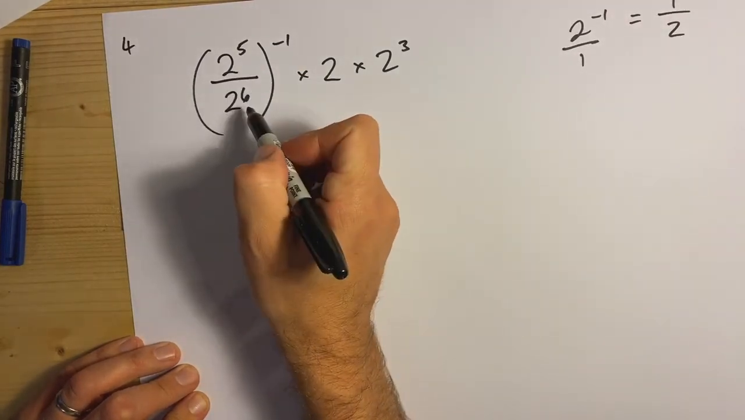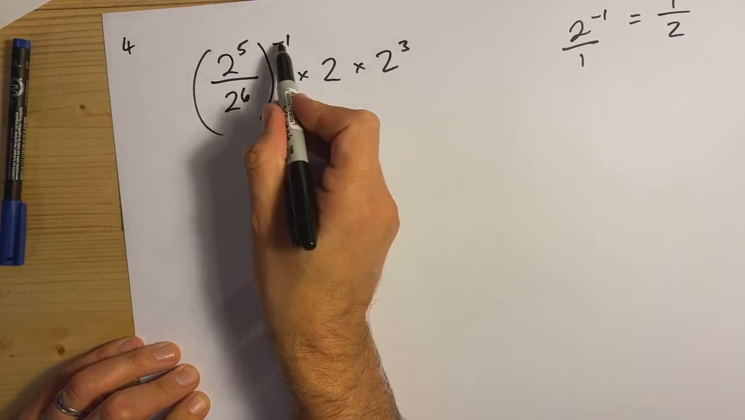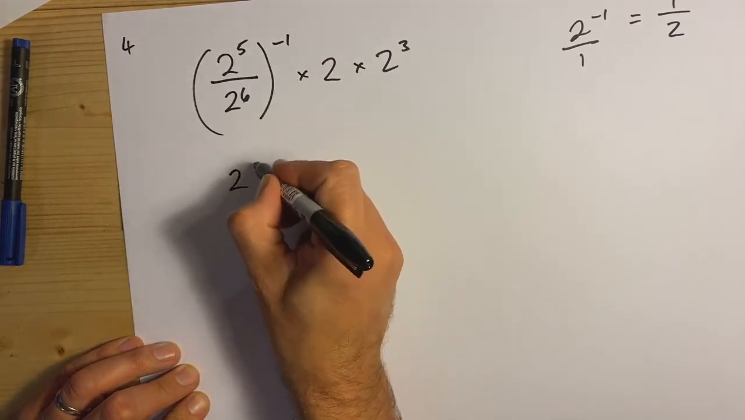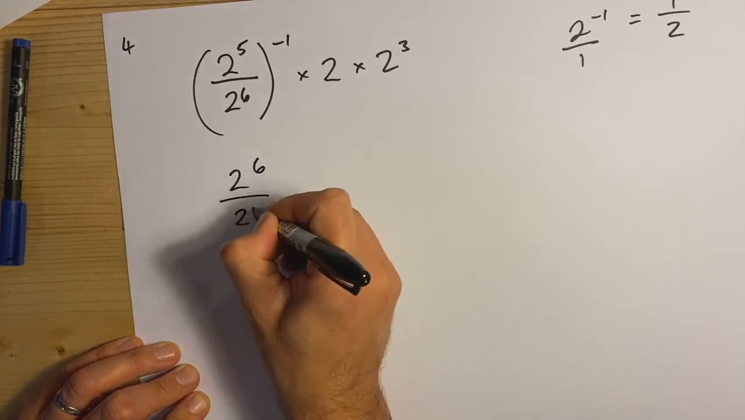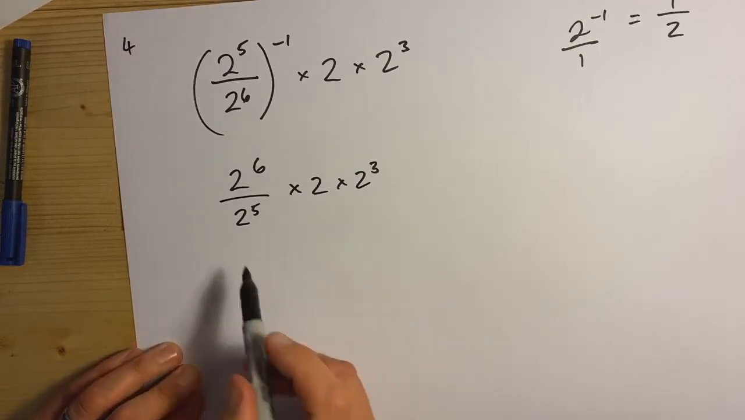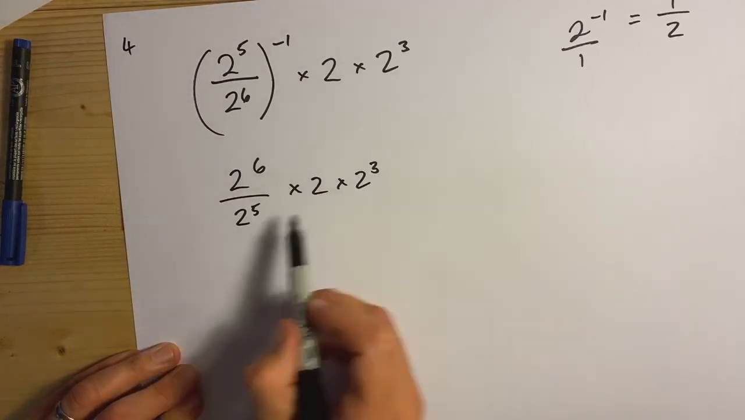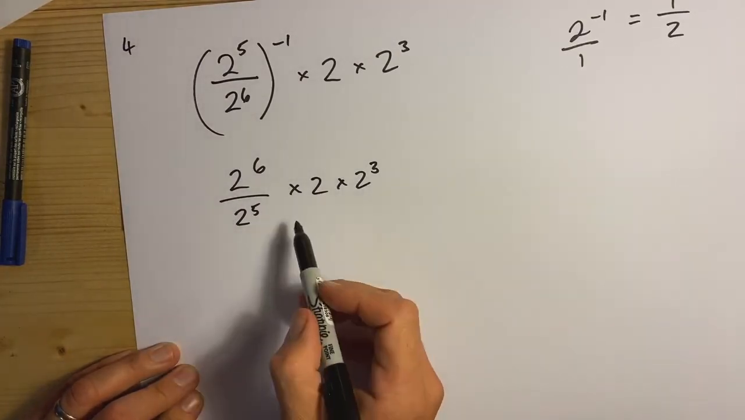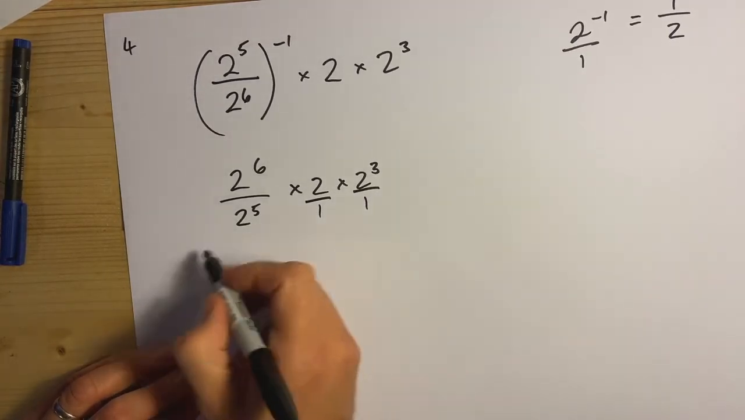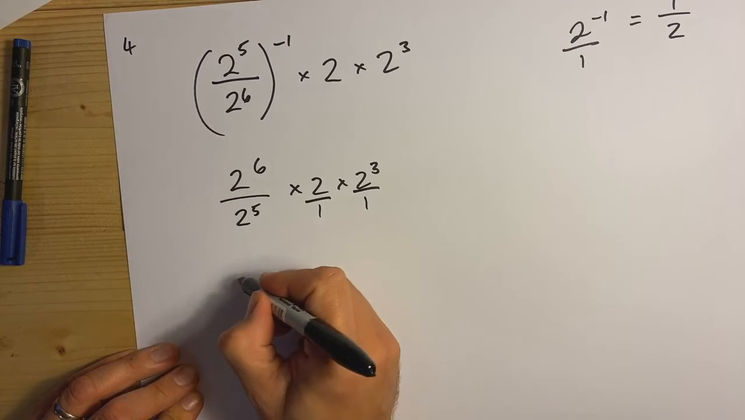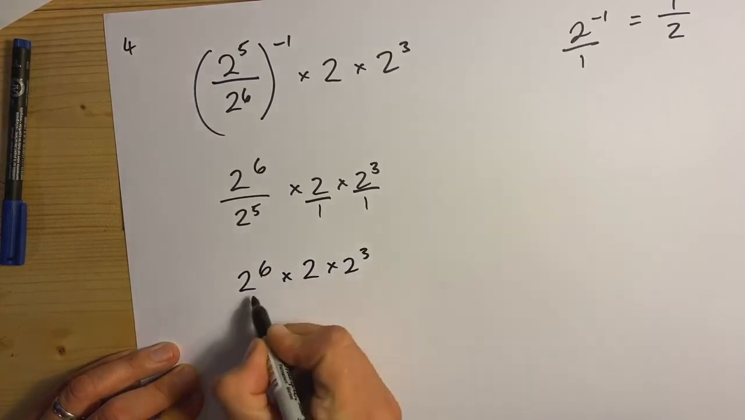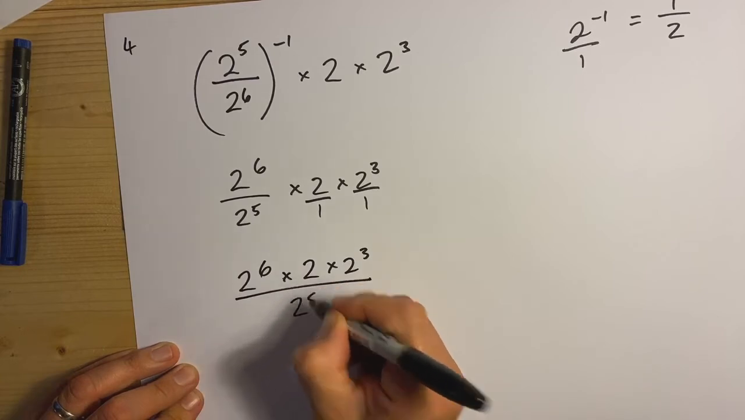We do exactly the same thing here. To get rid of that minus 1, we just turn this fraction upside down. So this now becomes 2 over 6 over 2 over 5 times 2 cubed. Now again, I think this is easier if we just have one dividing line going all the way through. So the easiest way to write this would be 2 to the power 6 times 2 cubed, all divided by 2 to the power 5.